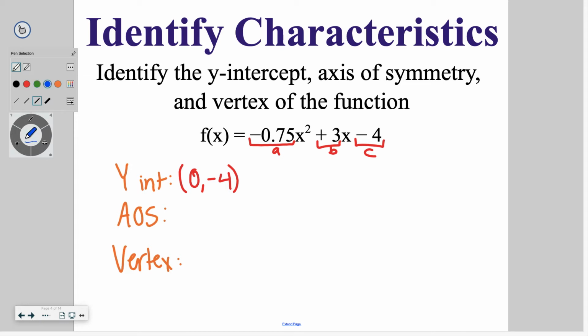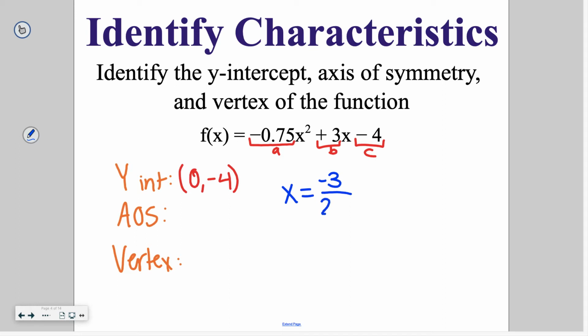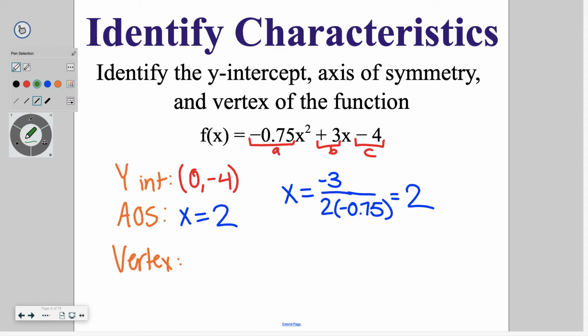Then we're looking for our axis of symmetry that we're going to have to solve for. So I'm going to take that equation and I'm going to say x is equal to the opposite of b, so in this case the opposite of 3, which is going to be negative 3, over 2 times my a value, which in this case is negative 0.75. You would go ahead and plug that into the calculator and you're going to get an answer of 2. So that's going to be our axis of symmetry at x is equal to 2. That is also the x coordinate of our vertex.